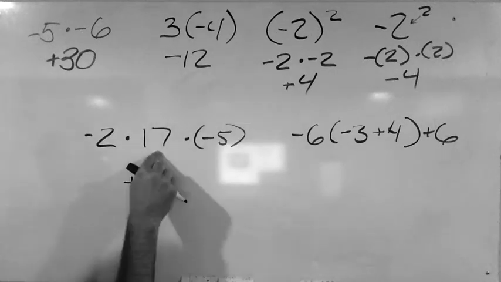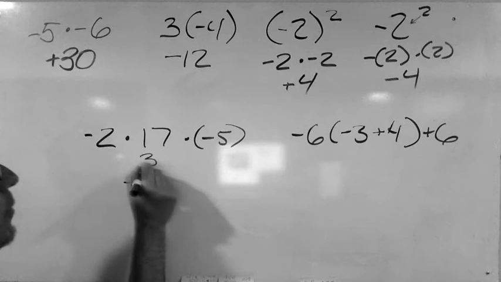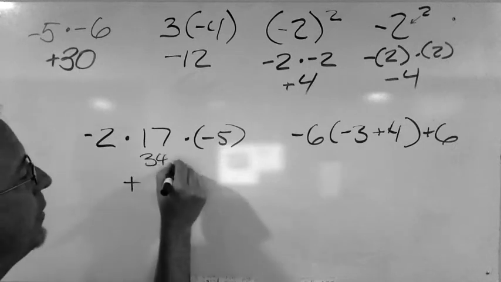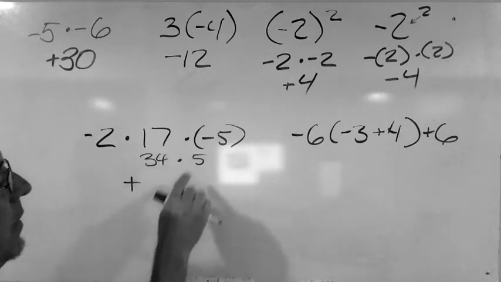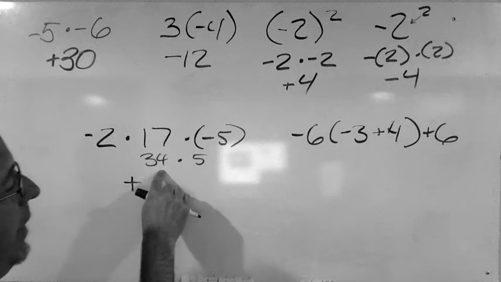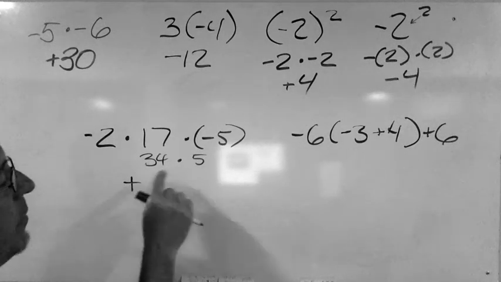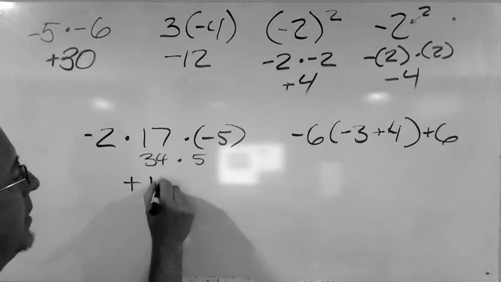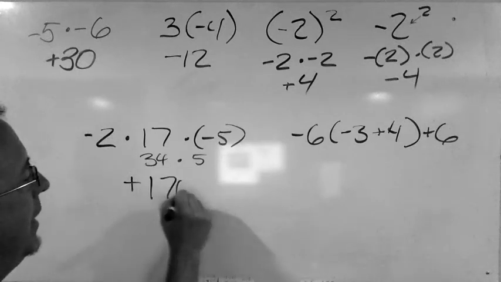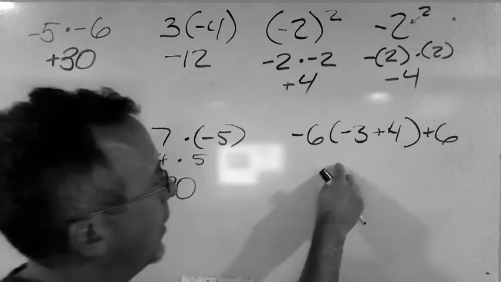2 times 17 is 34. And then 34 times 5. 5 times 4 is 20. 5 times 30 is 150. 150 plus 20 is 170. Answer is +170.